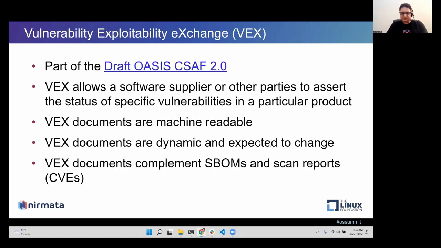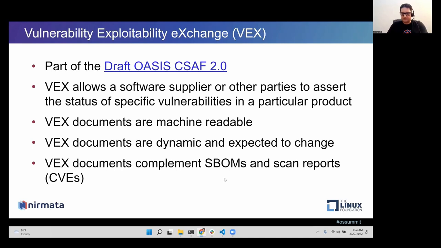VEX is a draft spec as part of the OASIS CSAF, or Common Security Advisory Framework 2.0, and it allows a software supplier or some other party knowledgeable in that software to assert the status of vulnerabilities in that particular product. VEX documents are meant to be machine readable. They're dynamic and expected to change as information becomes available about vulnerabilities, and as more information may be attached to a CVE or a vulnerability report.